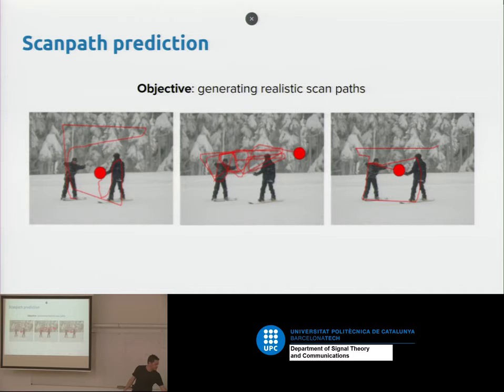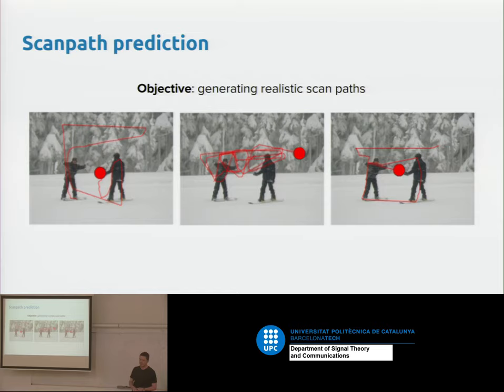There's some other tasks that are interesting as well. One is generating realistic scan paths. So the previous things we were talking about were generating saliency maps, heat maps of where people look. But what if you'd like to actually get a realistic scan path of where a person would actually look?